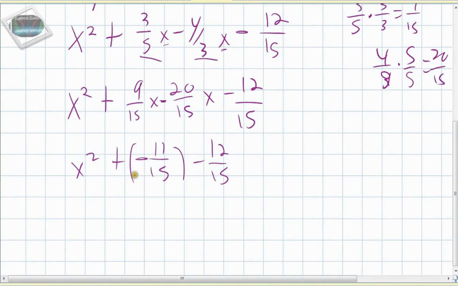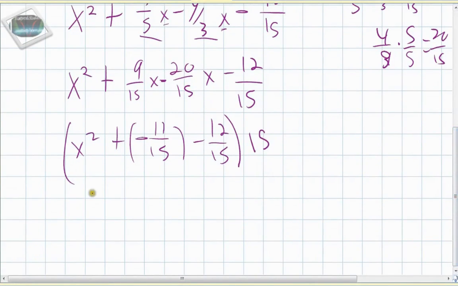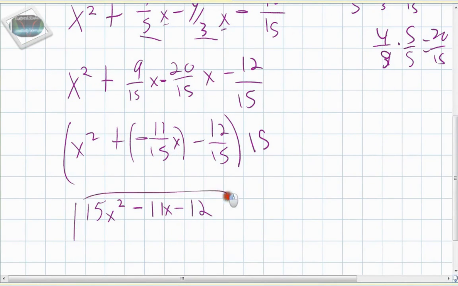What you can do is multiply all of this by the number 15. Everything by 15, and as long as you do it to everything, you're fine. So you're going to have 15x squared minus 11x, I forgot my x in there. Okay, 15x squared minus 11x minus 12. And that's the answer.